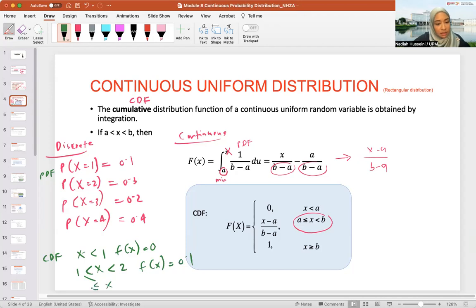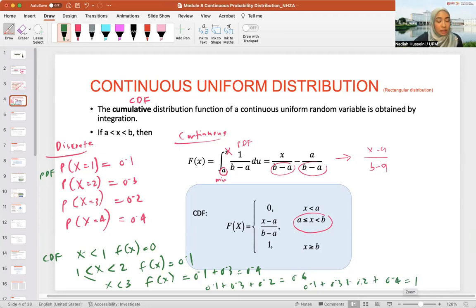And if your x is greater than or equal to 2, but is less than 3, F(x) is going to be the summation of 0.1 and 0.3. So that would be 0.4. And you would add these up until you get 1. So 0.1 plus 0.3 plus 0.2, you would get 0.6. And then you would add 0.4, and you would get 1 eventually when x is equal to or greater than 4, which means that it is at the end of the interval. So this was discrete.